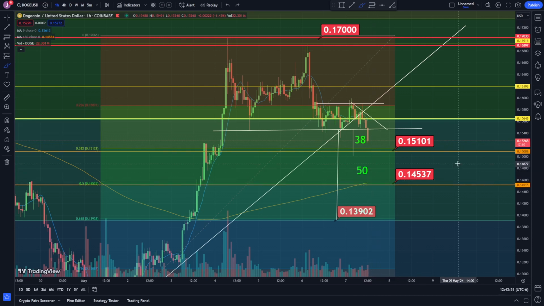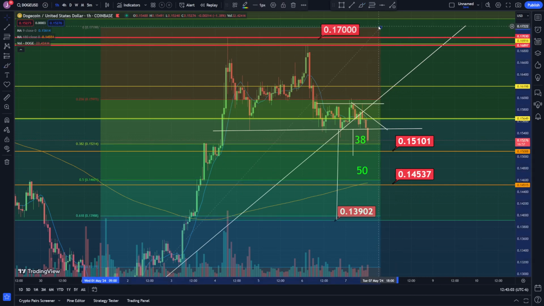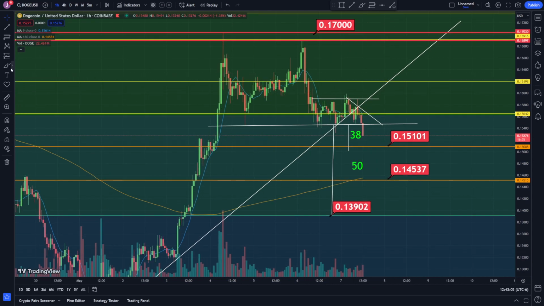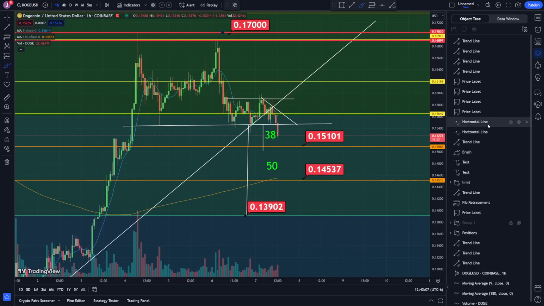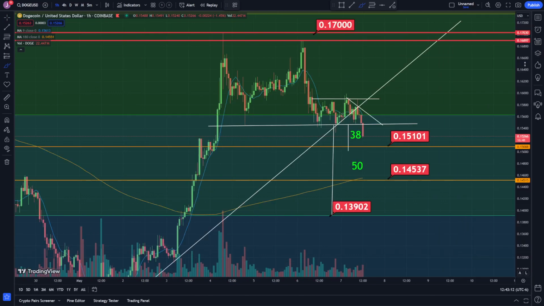maybe hit that? I was kind of more interested in this 0.14537 possibly. So let's delete this and let me talk about the other Fibonacci retracement levels that I've been watching. Let's actually do this too. Let's go ahead and take the positions off. And then, yeah, that should be better.